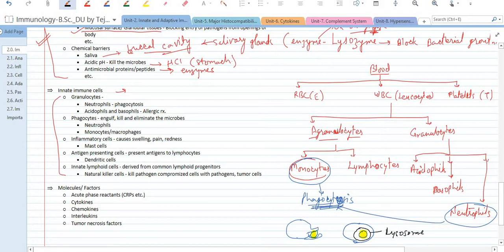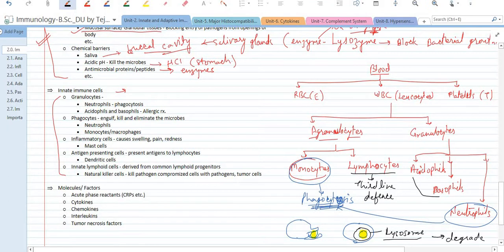Now this pathogen will be sent to another part, the lysosome. The lysosome can degrade this pathogen and present its parts, which work as antigens. So the phagocytosis process is done by the monocytes and neutrophils, whereas lymphocytes are part of the third line of defense. That's why we will discuss them in the acquired immune system, or acquired immunity.